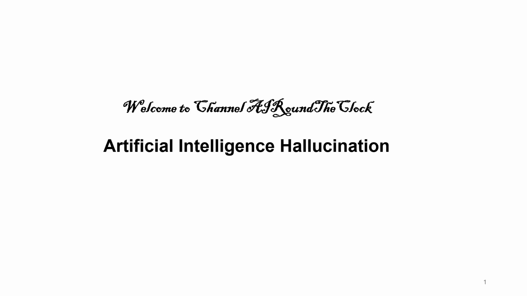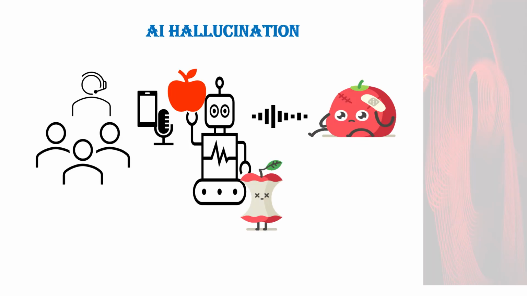What is artificial intelligence hallucination? What is AI hallucination? AI models present incorrect responses in an authentic and confident tone. These false, fabricated responses that appear to be correct are known as AI hallucination.